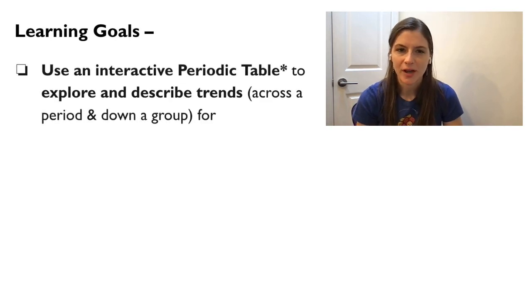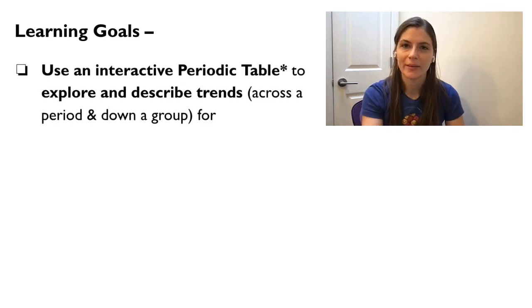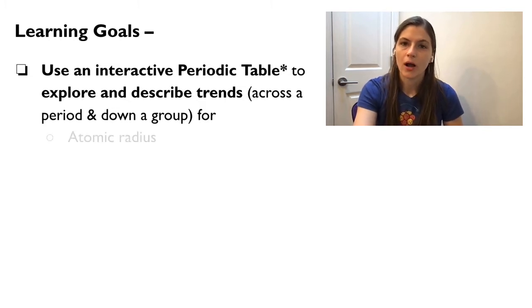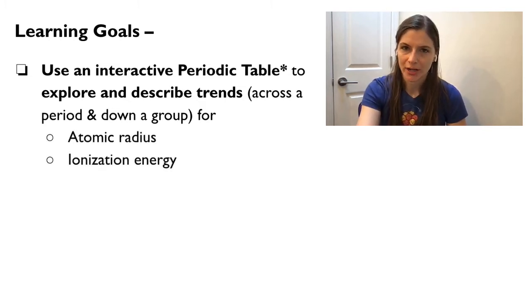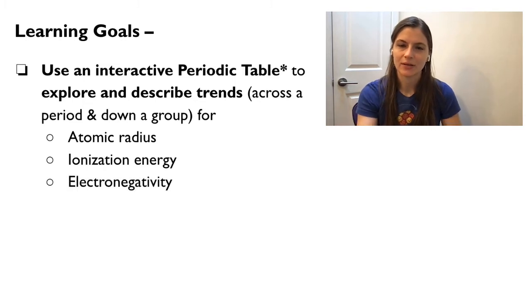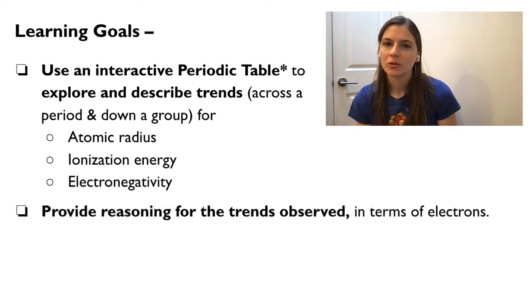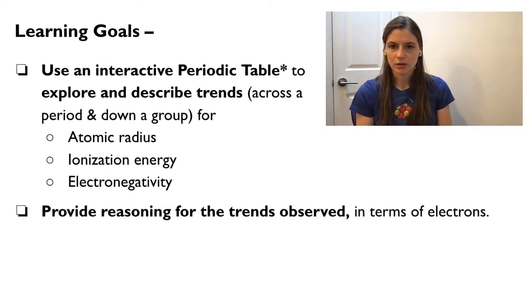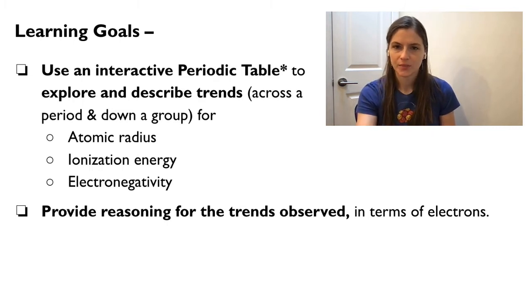This activity will provide an opportunity to examine the periodic table more closely. Our learning goals for this video are to use an interactive periodic table to explore and describe trends across a period and down a group for atomic radius, ionization energy, and electronegativity. You also should be able to provide reasoning for the trends observed in terms of electrons.